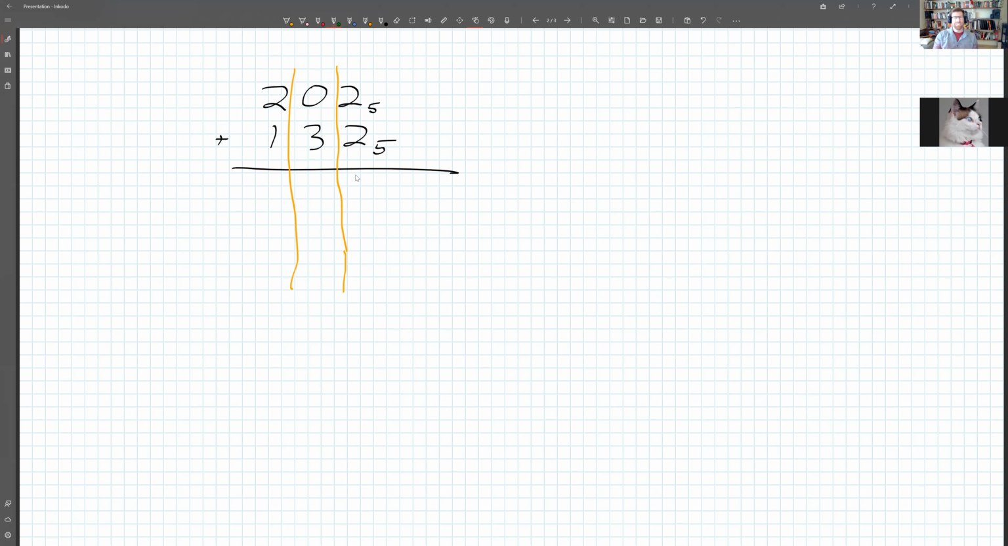So 2 plus 2 is 4. Is that an allowable digit in base 5? Yes, it is. So that one's okay. We get to leave the 4. 0 plus 3 is just 3. That's also allowable, no problem. But remember that 3 means we have 3 5s. These are the longs. And then 2 plus 1 is 3, also not a problem. But this is base 5.